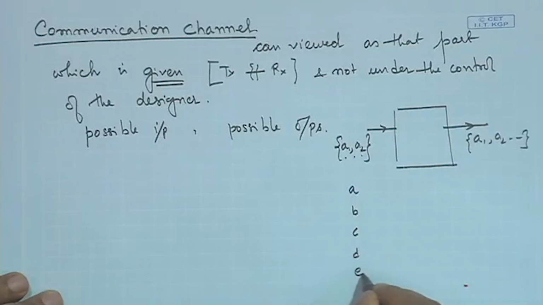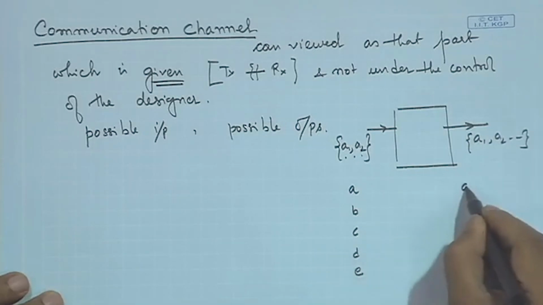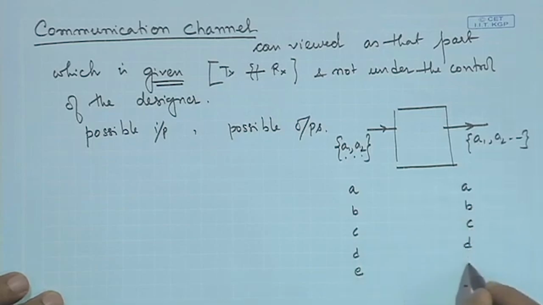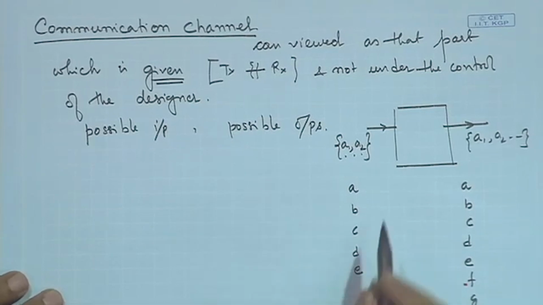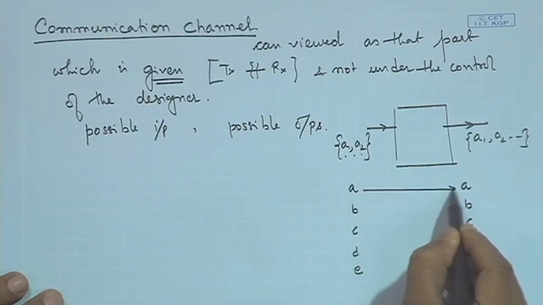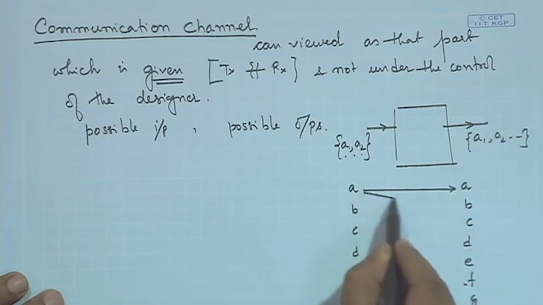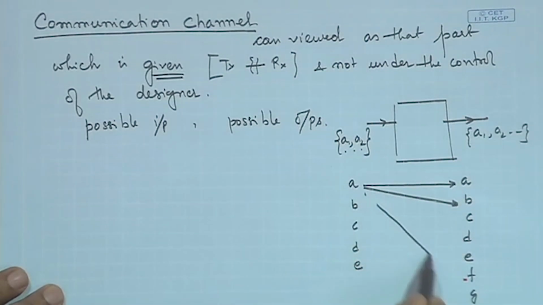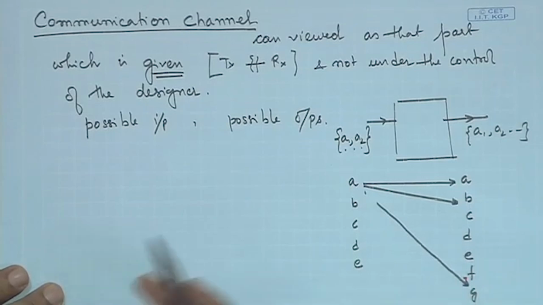This set of possible outputs could be the same as the set of possible inputs. I am talking about the same set, but given one particular input, how it affects the output is basically a property of the channel. For example, I may have A, B, C, D, E as possible inputs, and A, B, C, D, E, F, G as possible outputs. So, A can become A, A can become B, A can become G. This could be the set.